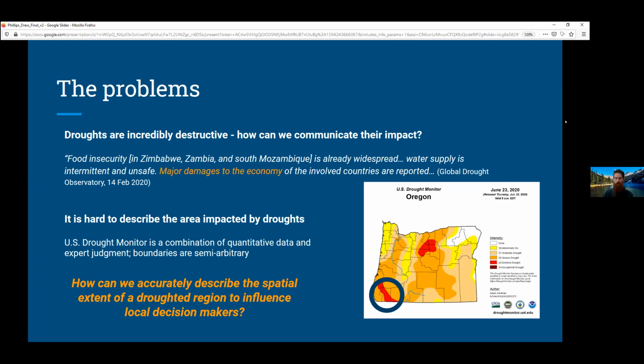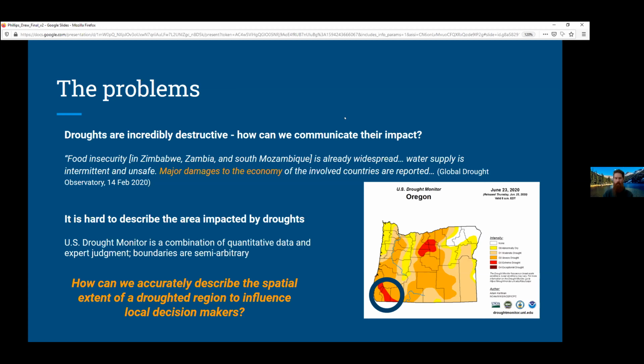This project idea came about from two related problems. First of all, we know that droughts are incredibly destructive, but a lot of times, especially here in the US, we're spared the worst of their effects. So I was curious, how can we bring the effects of droughts to a local level? And the second issue I tried to address was that it's hard to describe the area that's impacted by droughts.